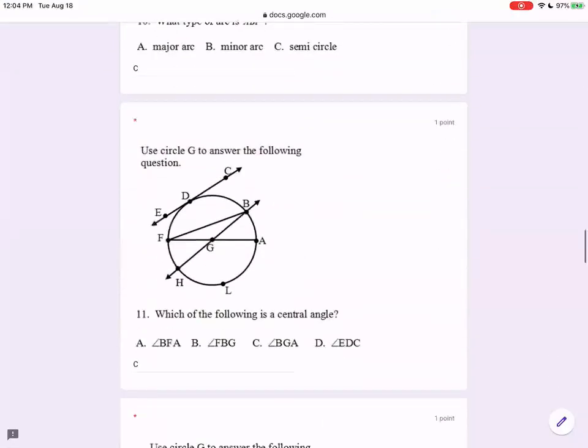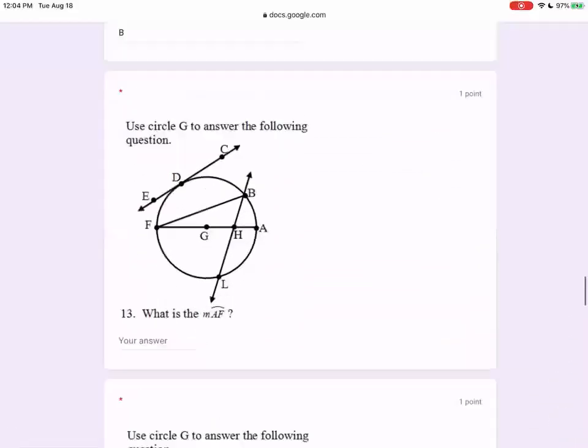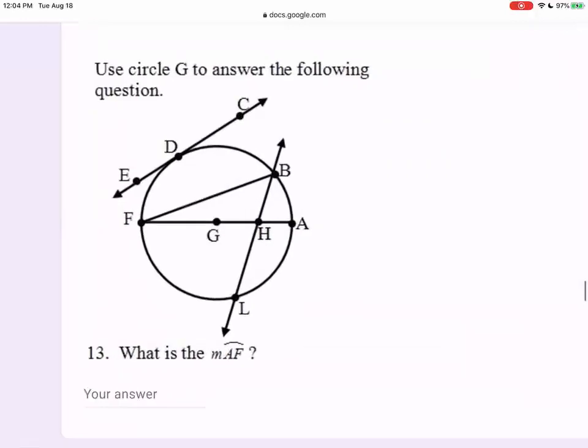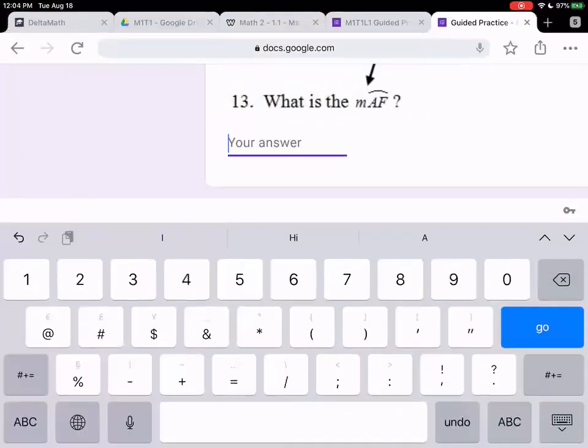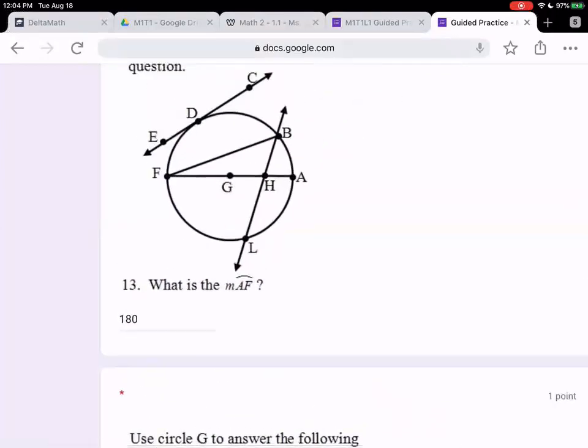Where were we? Let's see. Okay. What is the measure of arc AF? If you look at AF, that's halfway across the circle. How many degrees are in halfway across the circle? 180. 180, great. It's 180 degrees because halfway across the circle, and the whole circle is 360.